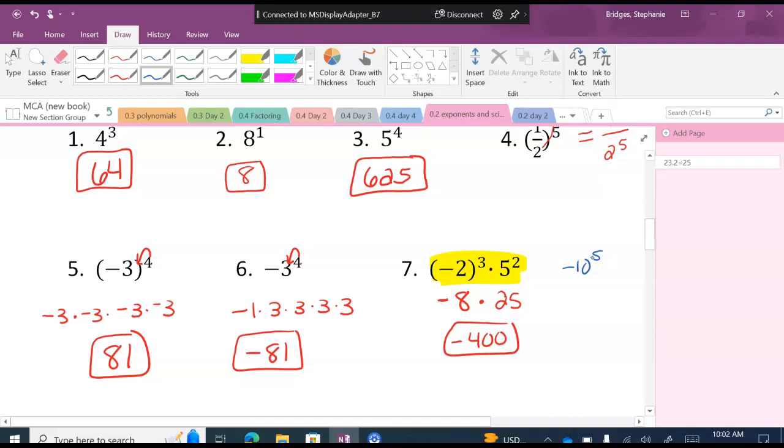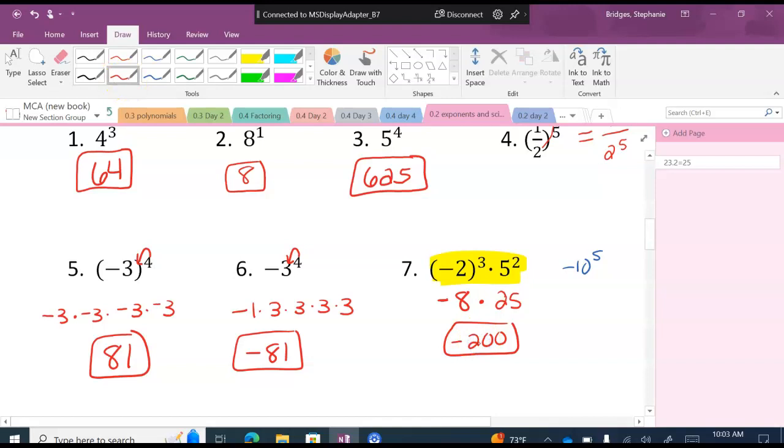What does the rule say? What has to be the same in order for me to add the exponents? The base is what we call it. Is the base the same on those? Troy? Yes? Thank you.